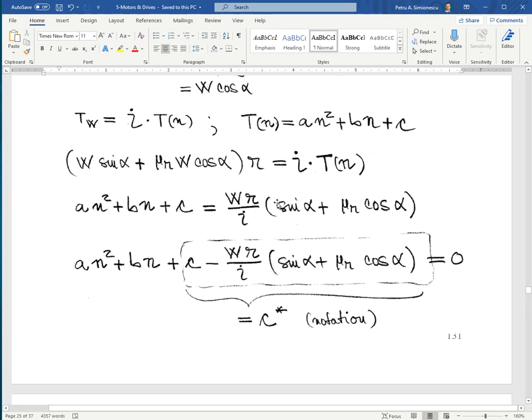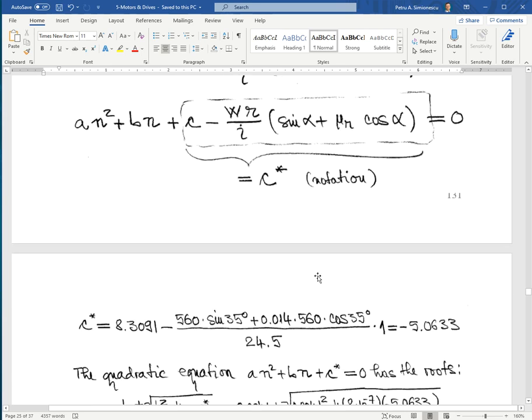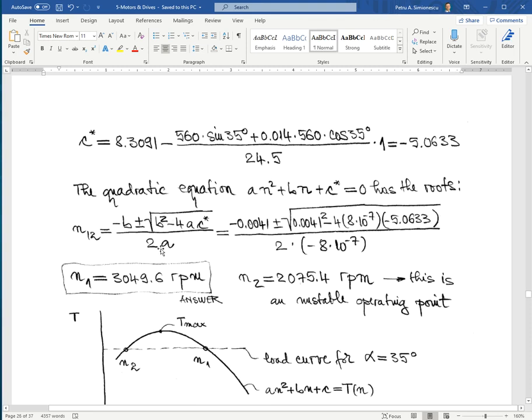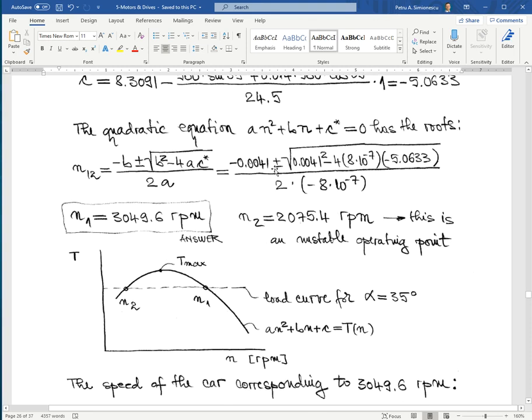Okay. So I'm moving everything to one side. This combines with C. I have a quadratic equation, A, B, and the new C. I solve the quadratic, and as you know, there are two solutions, and I'm retaining the one that makes sense. And which one makes sense?